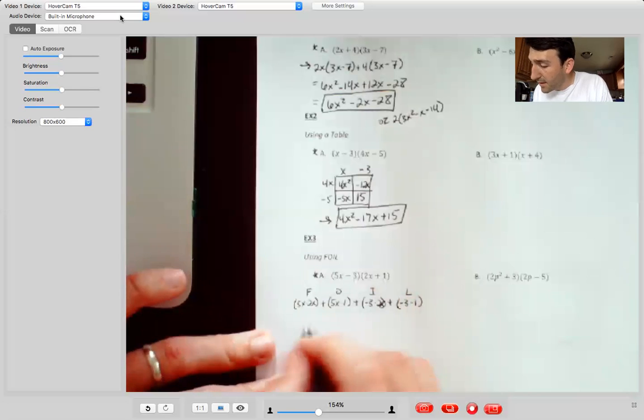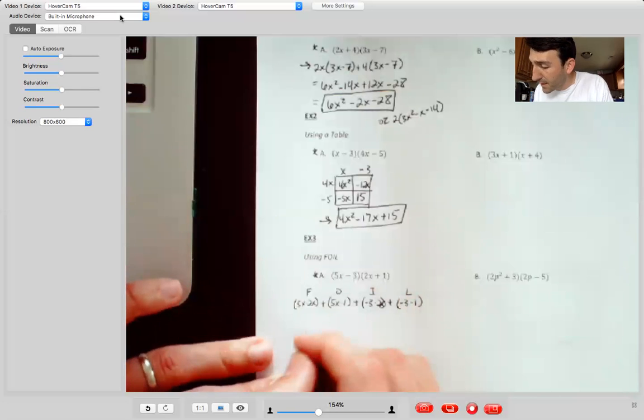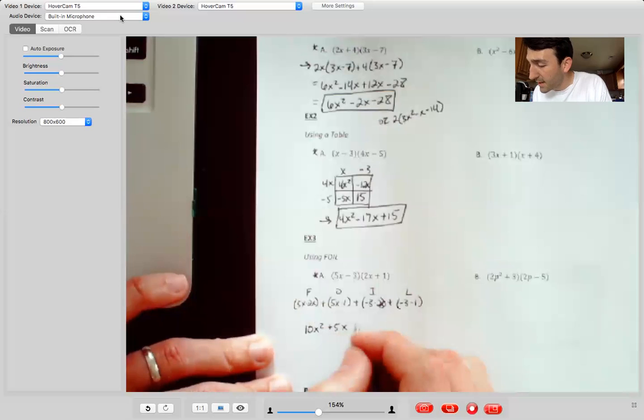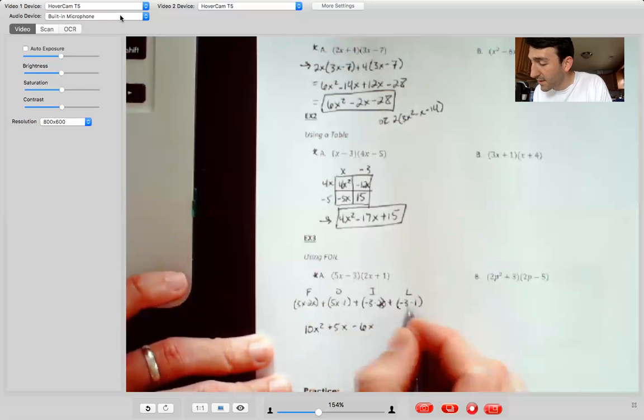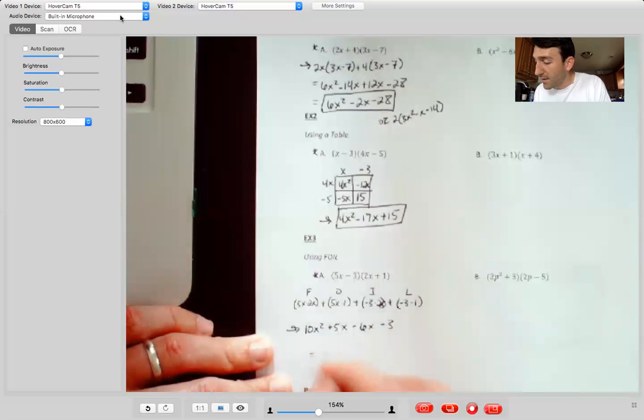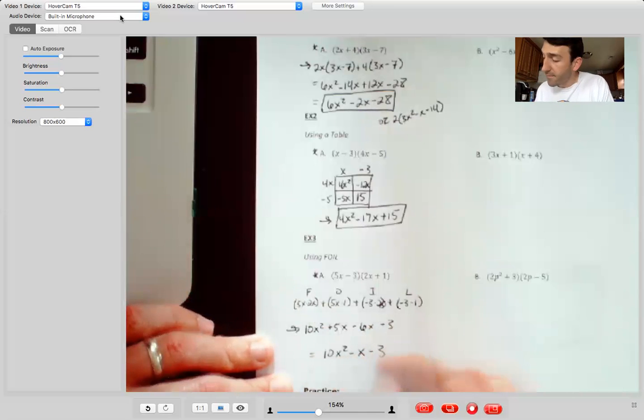All right, so after the first step, we're going to get 10x squared. Those two multiplied together give us 10x squared. 5x times 1 is plus 5x. Negative 3 times 2x is minus 6x. And then negative 3 times 1 is minus 3. And so we have our two like terms in the middle. Like I told you, happens a bunch. So we would final answer 10x squared minus 1x, or minus x, minus 3.